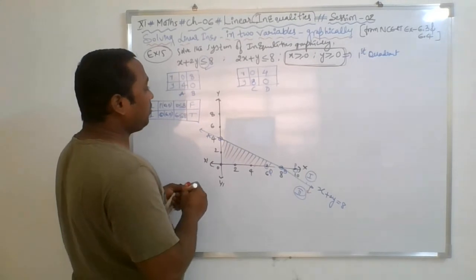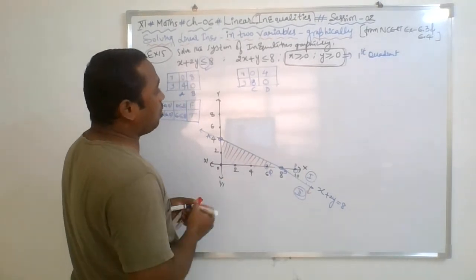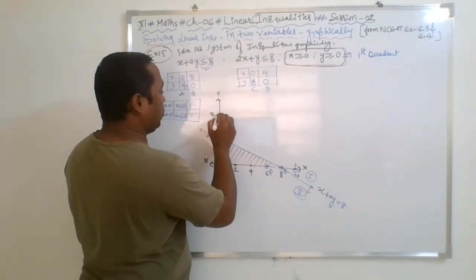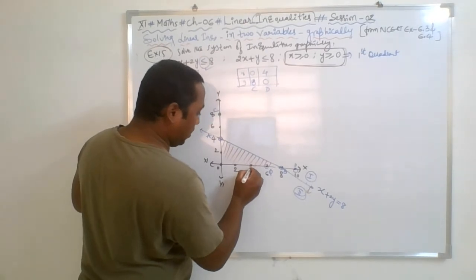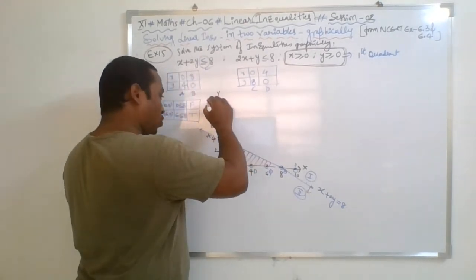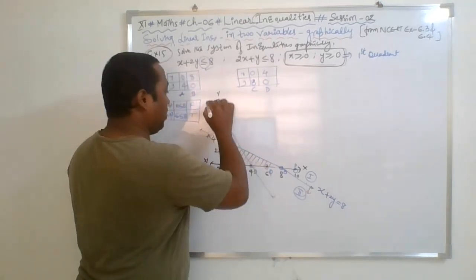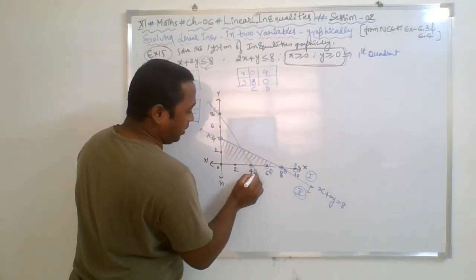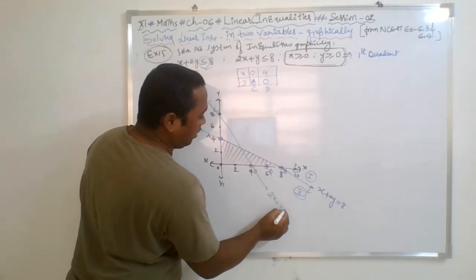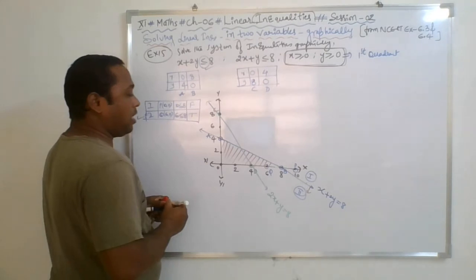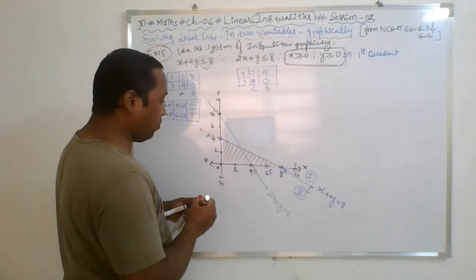Now where will be C? C कहाँ होगा वो देख लेते हैं. C 0, 8. So this is the C point. 4, 0 is the D point. Then by joining, इसको join करिए और extend करिए and then immediately write the equation that 2x plus y is equal to 8 and decide which half plane is the solution for you.